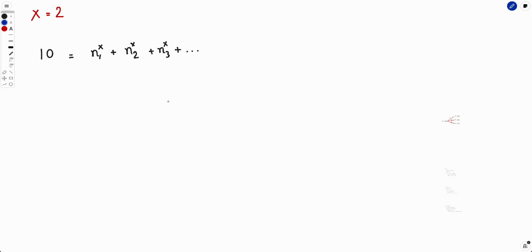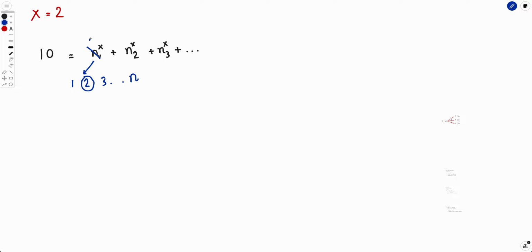Now, how to solve this? So let's say x is 2 and n is 10, for example. Now you need to figure out the number of distinct sets of n1, n2, n3 all the way up to nk. Now think about it, what can be the value of n1? Value of n1 can be 1, 2, 3, all the way up to n, right? n1 can be anything, right? Now let's say you pick n1 as 2, just an example.